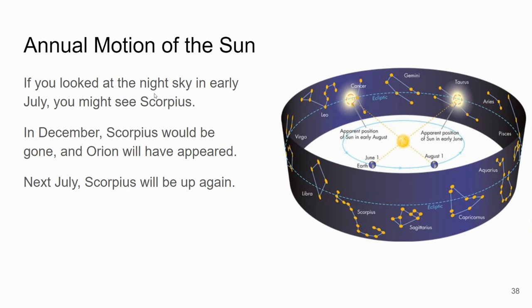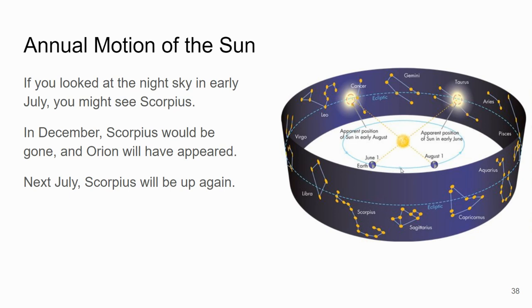If you looked at the night sky in early July, you might see Scorpius. So check out the image. You've got the sun in the center. I'm not even aware if you can see my cursor, because sometimes it gets recorded and sometimes it doesn't with Screencastify. But if you can, I'm pointing at things. So here's the Earth in June. Here's the Earth in August. So yeah, July, it'd be right in this area right here.